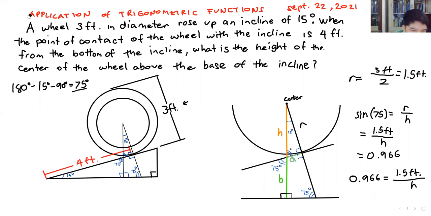Let's put the final answer. So h is just equal to 1.5 over 0.966, which is approximately 1.553 feet. Okay, so we actually got one of the variables we need to finish the solution already, which is h. I'll just continue here, and then I'll move to the next page.